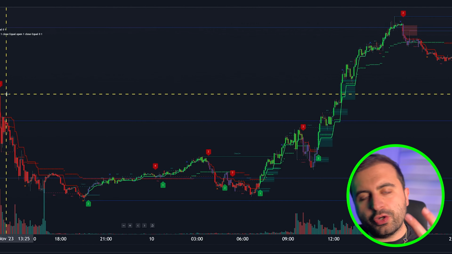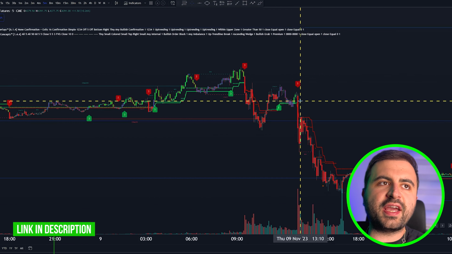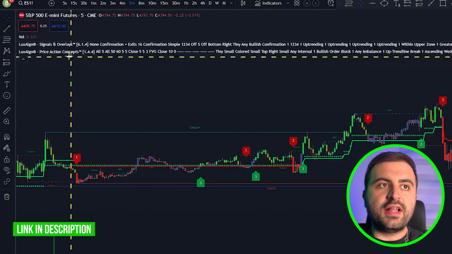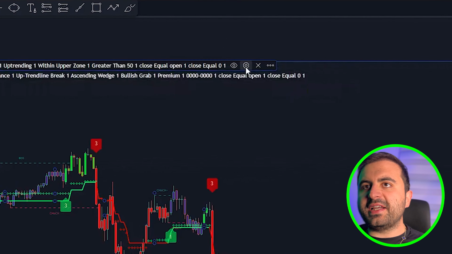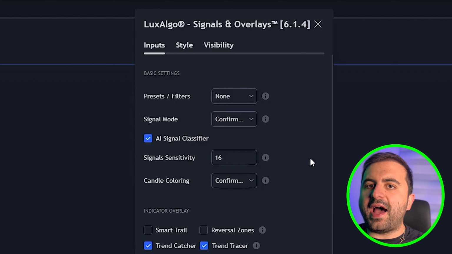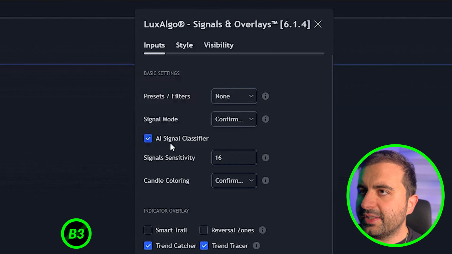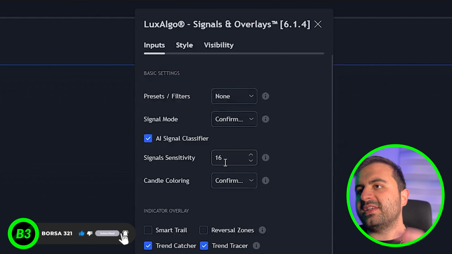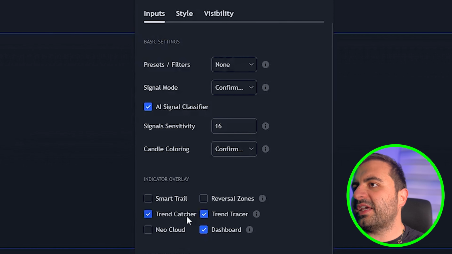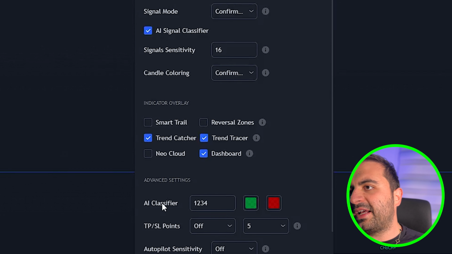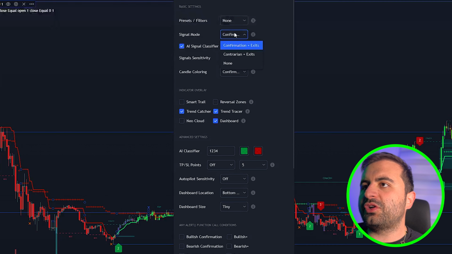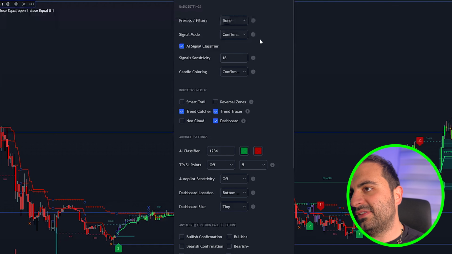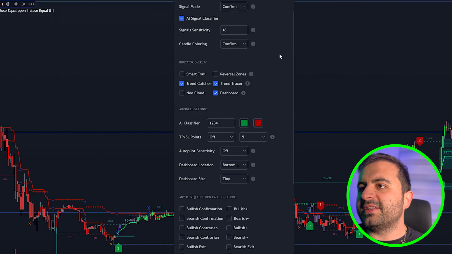I am using two different LuxAlgo Premium Indicators. One is Signals and Overlays, the other one is Price Action Concepts. So let's jump over to the Signals and Overlays settings, and I have enabled the AI signal. I have my sensitivity at 16, and I have enabled the trend catcher, trend tracer, and my classifier is 1, 2, 3, 4, and the signal mode is confirmation and exit. So those are all the settings that I have.